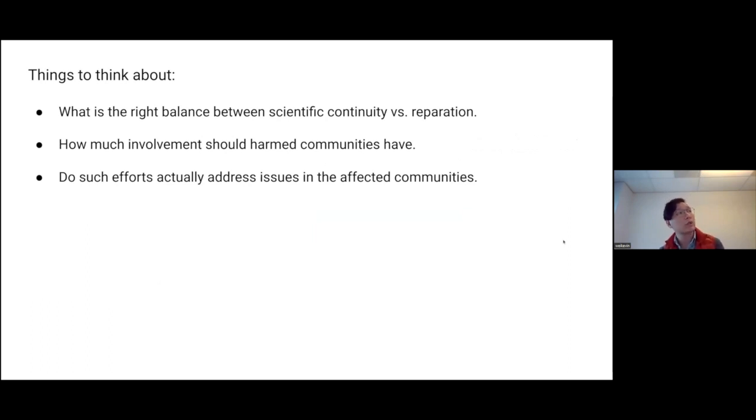The first is whether there is a right balance between scientific continuity versus reparation to the harmed community. In our case, a lot of people worry that we are creating confusion by changing the name of such a commonly used genetic element. But if you don't change it, then it's a problem, like we discussed. And then, how should we go about changing it?